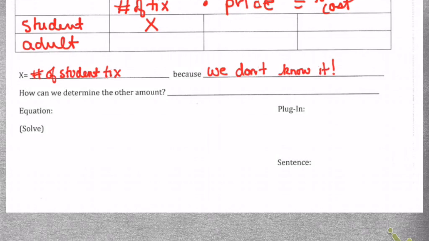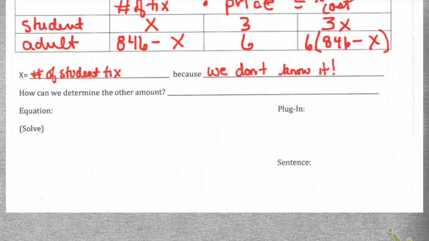So student tickets are $3, and so the total cost for that would be 3X. We know that there was a total of 846 tickets, and so the adult tickets would be the difference between those. So we can say adult tickets are 846 minus the student tickets, and the price of the adult tickets is $6. And so the cost of all the adult tickets together would be 6 times 846 minus X.